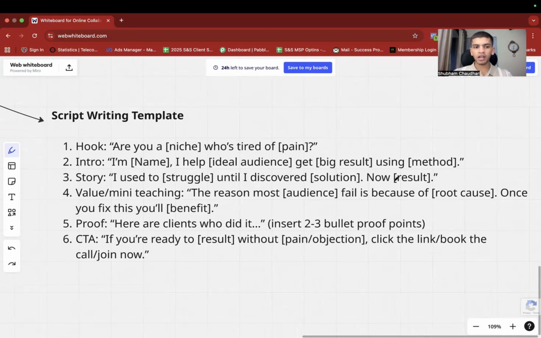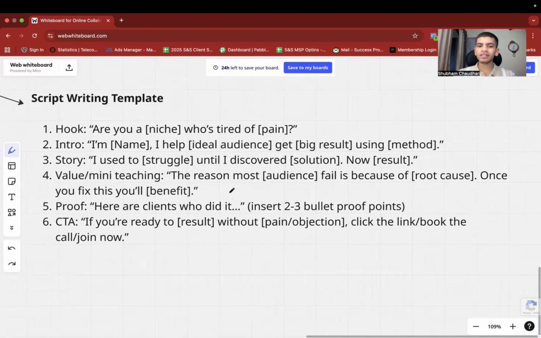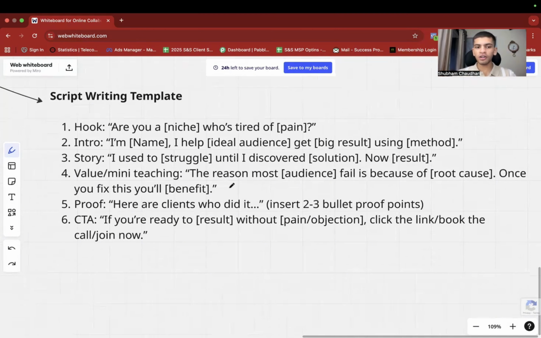The story that you are going to use is, "I used to struggle just like you with [problem], until I discovered the solution. Now this solution is helping me get the result," right? Then you have to pitch them the value or the teaching. You have to tell them why this thing works and why this thing doesn't work. The reason most of your target audience fail is the root cause they are having, the pain and the root cause. Once you fix this, you will get all your results, right?